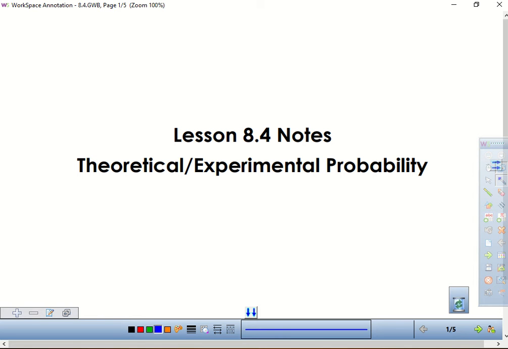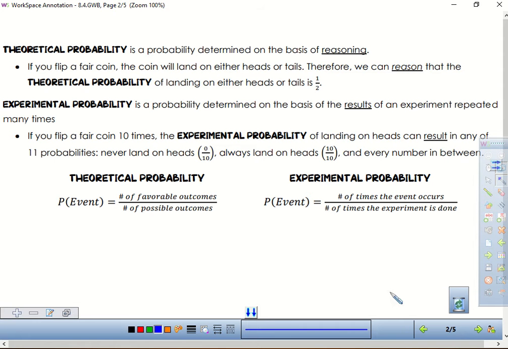Today we're going to be talking about 8.4, which is experimental and theoretical probability. So let's talk about what that means. Theoretical probability is a probability determined on the basis of reasoning. If you flip a fair coin, the coin will land on either heads or tails. Therefore, we can reason that the theoretical probability of landing on either heads or tails is 1/2.